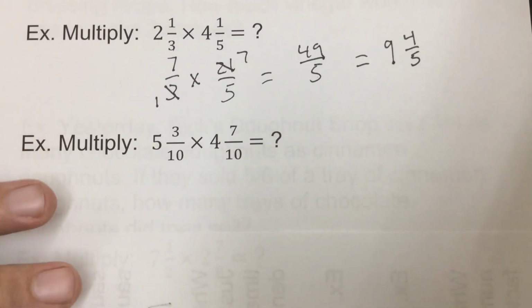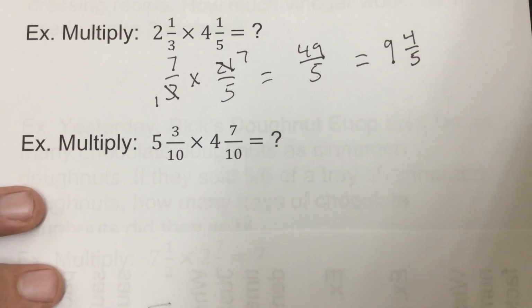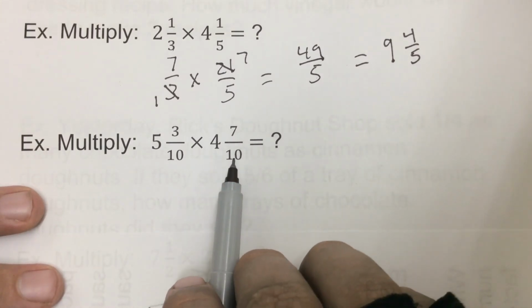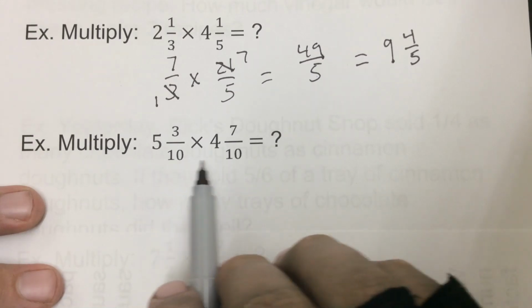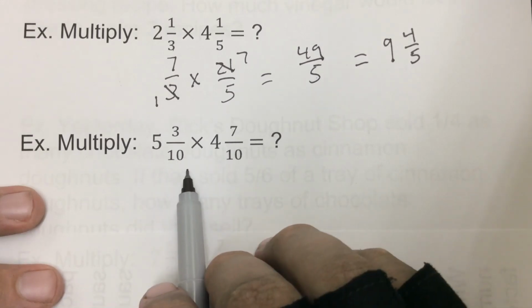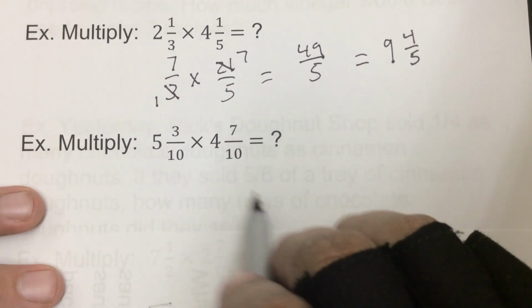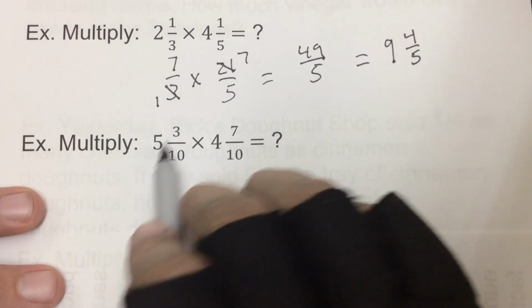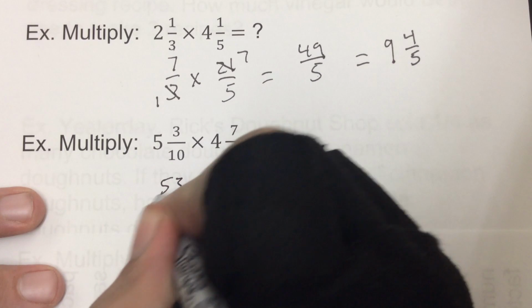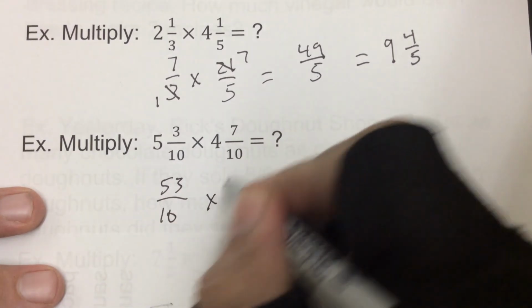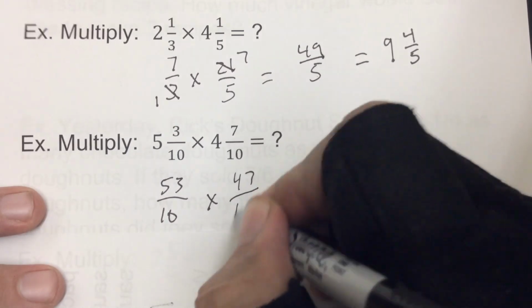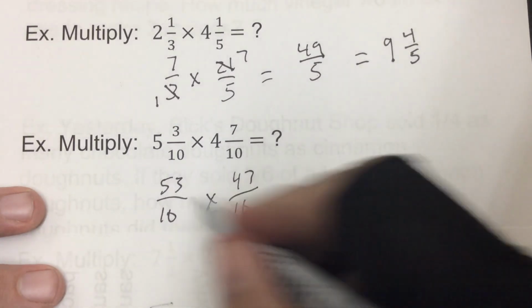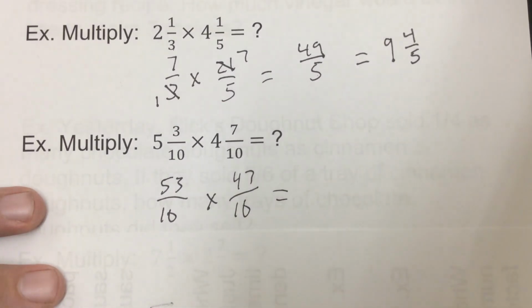Now, 5 3/10 times 4 7/10. Don't let the common denominators throw you off. That's only adding and subtracting. We have to have a common denominator. So again, improper fractions. 10 times 5 is 50, plus 3 would be 53 over 10, times 10 times 4 is 40, plus 7 would be 47 over 10. Here, nothing that we can reduce, so we're going to multiply them across.